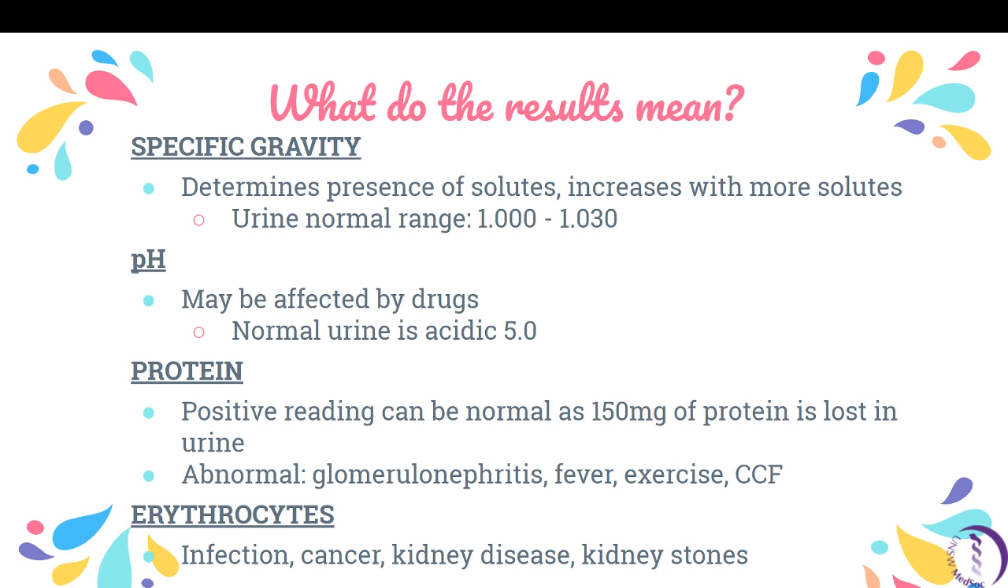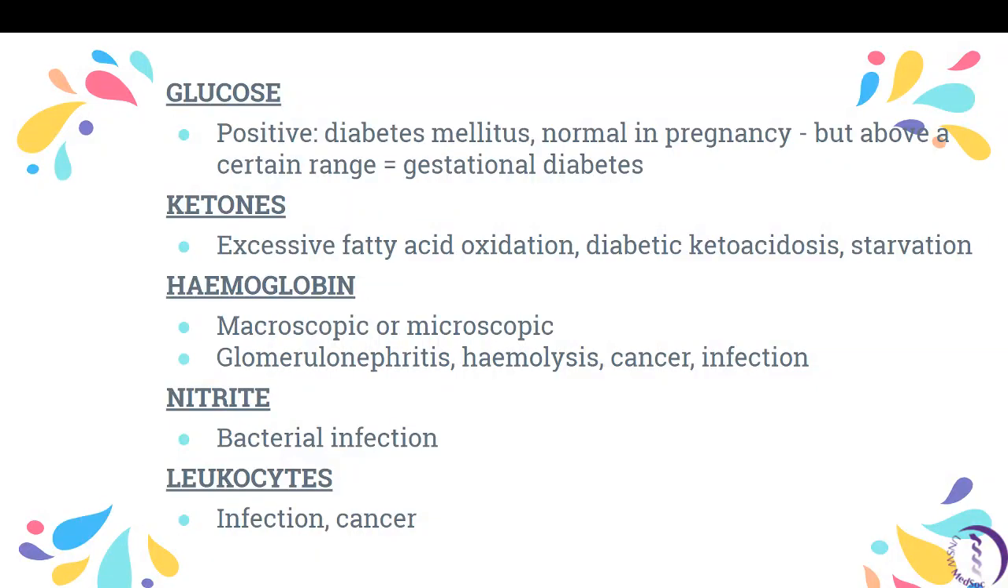Protein can be normal if it's positive because 150 milligrams is lost in the urine. If it's abnormal, it might be glomerulonephritis, fever, exercise, or congestive cardiac failure. Like I said, you don't need to know what abnormal protein might mean. I just put it in there so you have an idea of why we test for this sort of thing or why we ask that certain question. Erythrocytes might point to infection, cancer, kidney disease, or kidney stones. Other parts of the results, you're looking at glucose. If it's positive, it might be diabetes. Positive glucose in pregnancy can be normal. However, if it's above a certain range, it could be gestational diabetes.